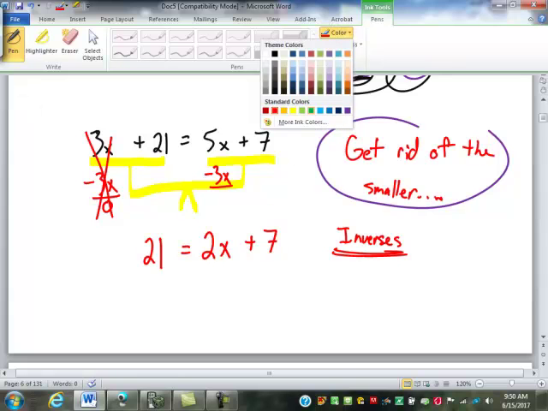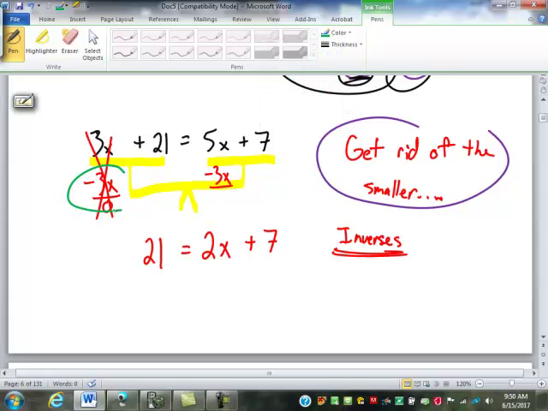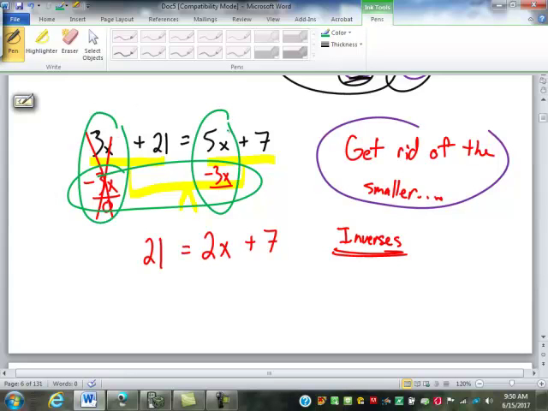Now I should note here, when I add or subtract to an equation, I only have to do it to one term on each side. 3x is a term. I subtracted the 3x from that. I only had to subtract it from the 5x on the other side. I didn't have to touch the 7 or the 21. When we multiply or divide, it's going to be different, just so you know. So I've got 21 equals 2x plus 7. It's now in that two-step form, so we can go ahead and solve.